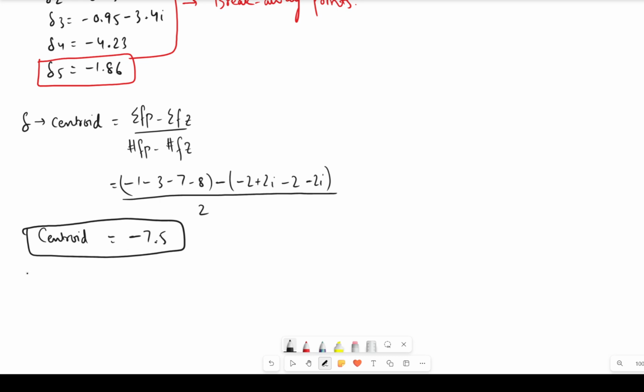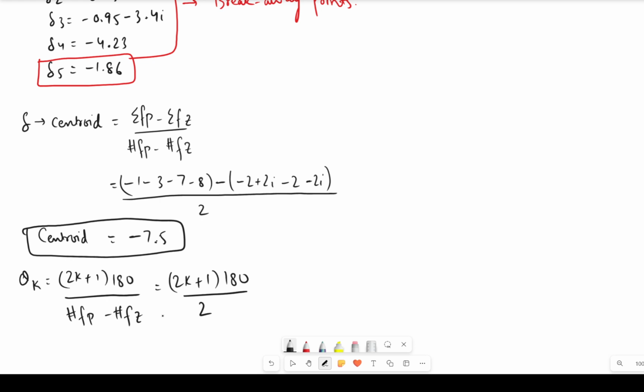Okay, so the next result is the angle of asymptote. I write it as theta k equals (2k plus 1) times 180 divided by the number of finite poles minus the number of finite zeros. So this is the formula, and I get (2k plus 1) times 180 divided by 4 minus 2, which is 2, right?